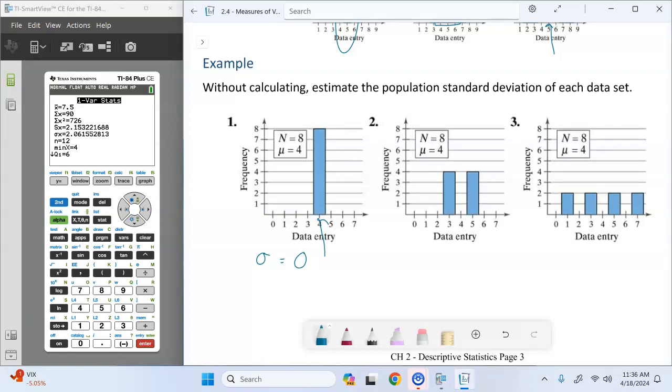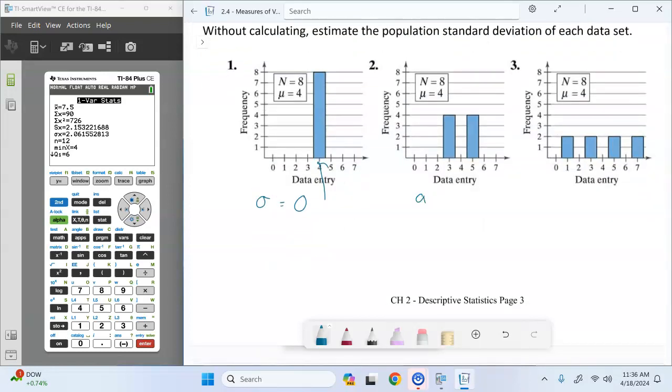Now when I look at data set 2, I still have a mean of 4, but none of my data values are 4 now. They're all 3 or 5. So how much are they varying from our mean? They're not varying by 2. They're varying by 1, 1 above and 1 below. All entries are plus and minus 1 from the mean. So our standard deviation is about 1.